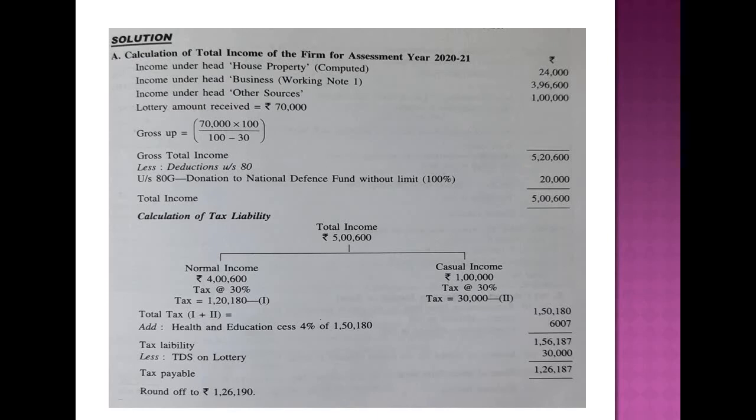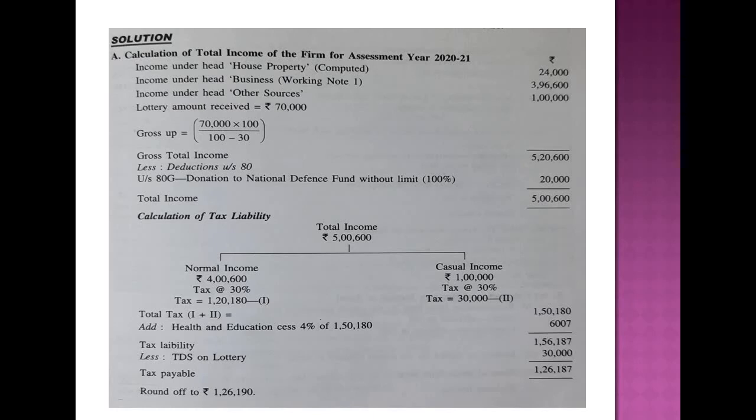So 30% of 4,600 will get 1,20,180. Then for casual income, that is for winning from lottery, we know that there's a TDS of 30%. So 30% of rupees 1 lakh will get rupees 30,000. The total tax will be 1 plus 2, that is the normal income tax plus the tax on the casual income. So we'll have here 1,50,180. Then we have to add the health and education cess, 4% of 1,50,180. You will get 6,007.